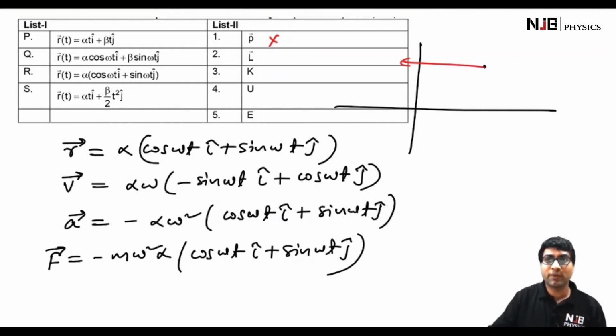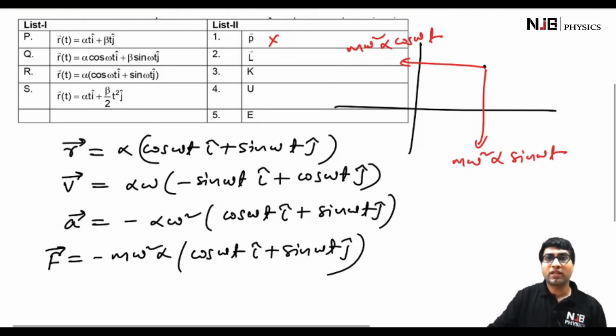The x component will be in the left direction and the magnitude of the force is m omega square alpha cos of omega t, and the y component of the force will be in the downward direction and the magnitude is m omega square alpha sine of omega t.